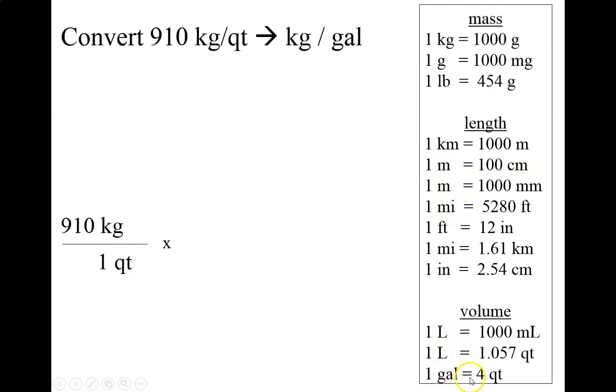1 gallon, here we go, volume. 1 gallon equals 4 quarts. That'll do it. Now how do I want to play this card so that quarts cancels? I need to play this card where the 4 quarts goes up top, because I've already got the quart on the bottom down here. To cancel it, I need to put the quart on top. That's how you cancel out with a unit that's on the bottom of a fraction. Just put it on top, no big deal. So quarts cancel, and then take 910 times 4, and that gives you 3,640. Rounding that to 2 sig figs, that should be 3,600 kilograms per gallon.